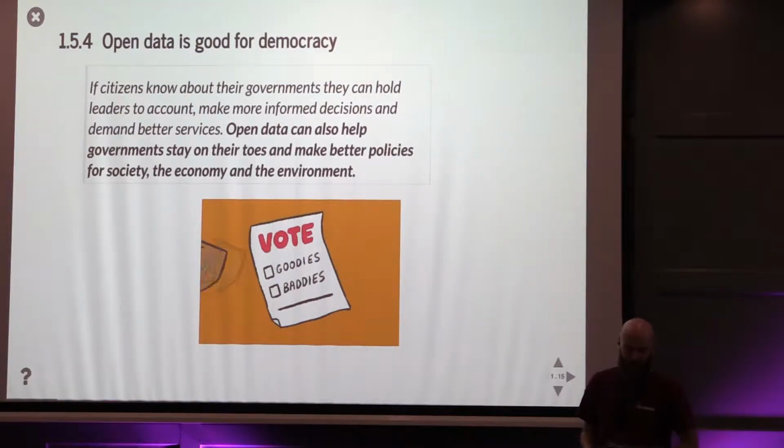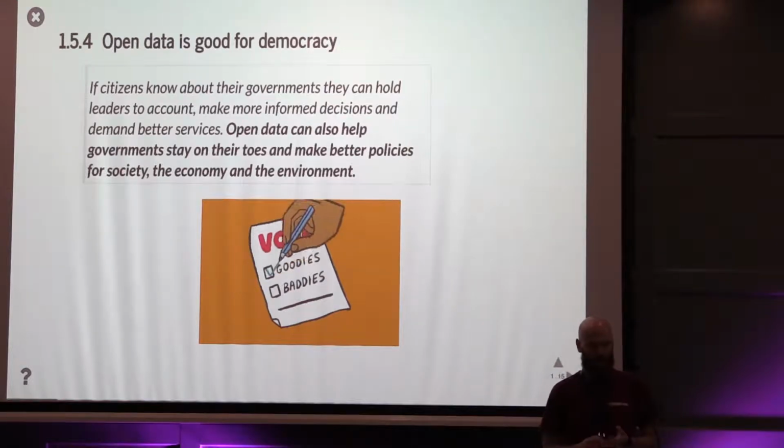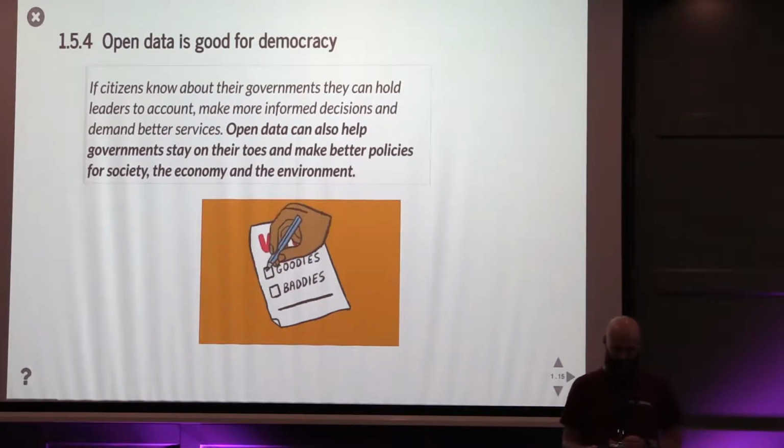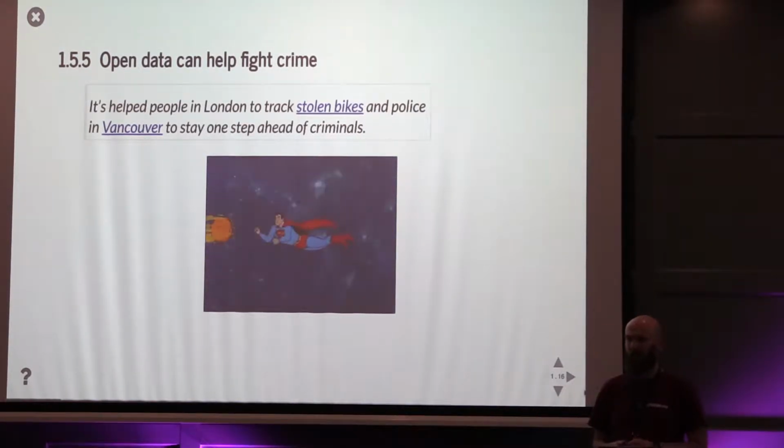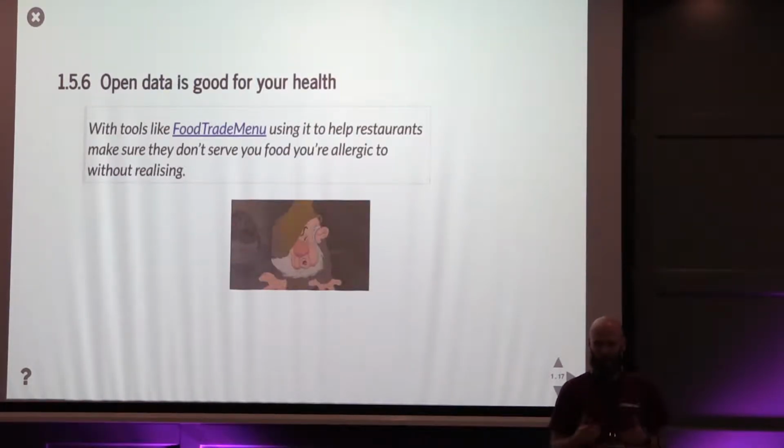Open data is good for democracy. Open data can also help governments stay on their toes, make better policies for society, the economy, and the environment. It'd be nice if we actually had some policies in government driven by evidence instead of what the other party did last year. It's helped people in London track stolen bikes, and police in Vancouver stay one step ahead of criminals. I mean, this is all fairly standard stuff that the people in this room coming to a talk named something like this are going to be fairly aware of.